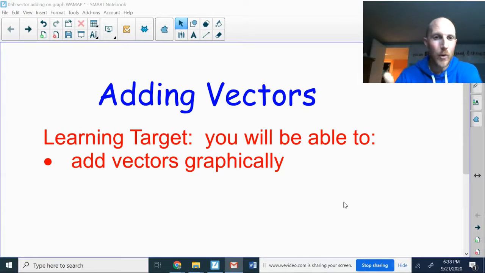Hey, for calculus today, we're going to look at adding vectors graphically. So our learning target is just that. We'll be able to add vectors graphically.